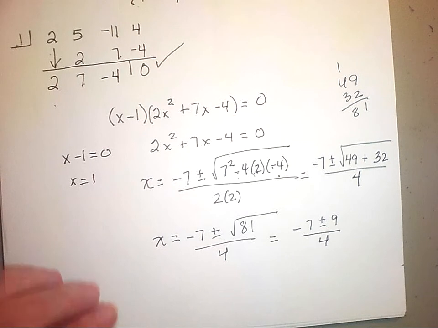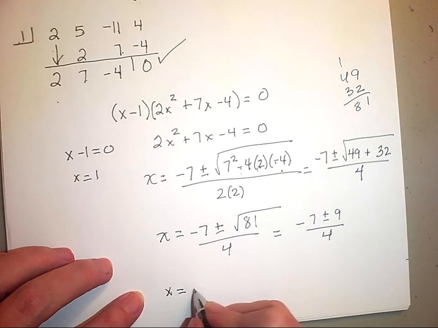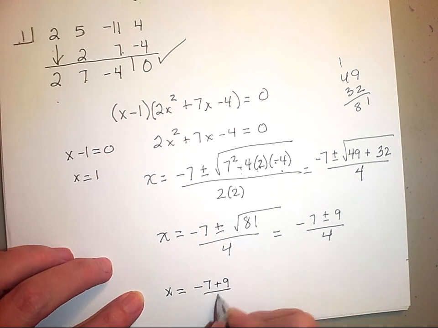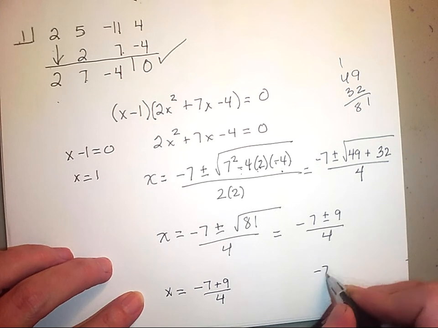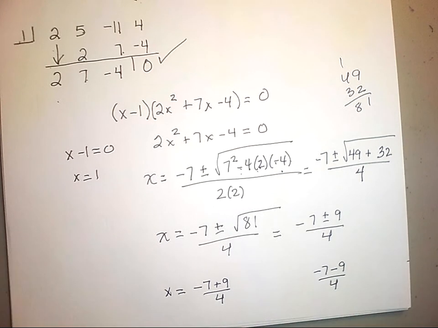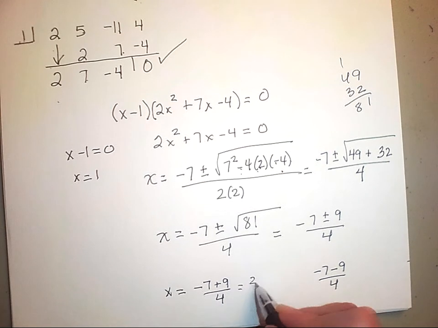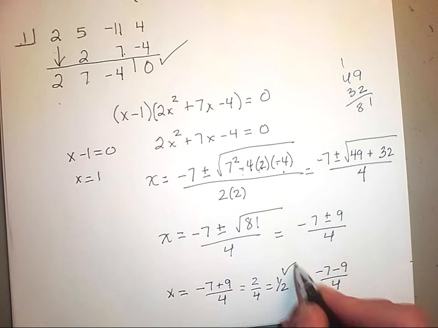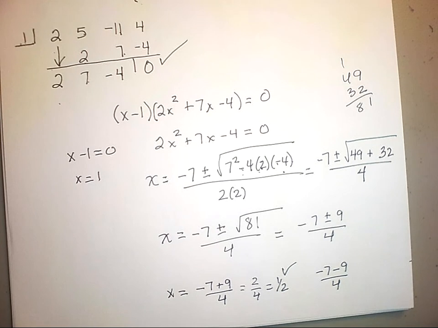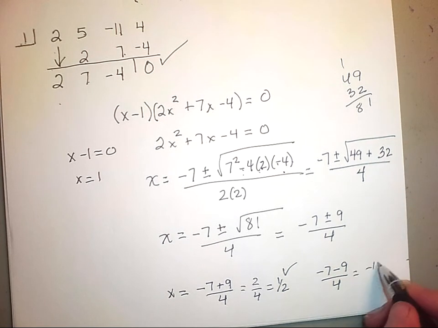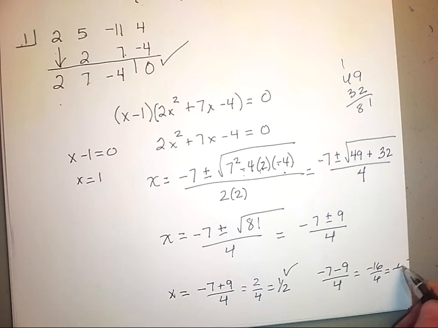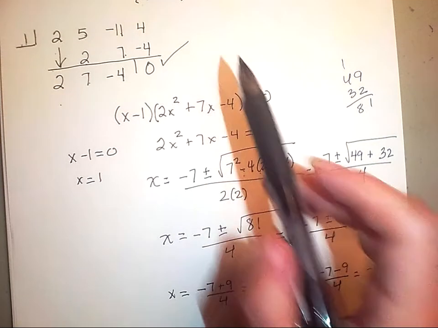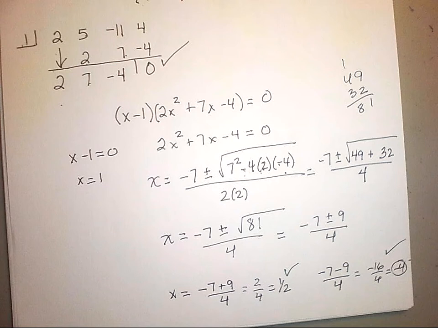Okay, so it's either that x is equal to negative 7 plus 9 over 4, or negative 7 minus 9 over 4. So 9 minus 7 is 2 over 4, which is 1/2. Okay, so that was one of ours. And this is negative 16 over 4, which is negative 4. Okay, so actually these were both of our choices. And I guess this means this would have factored then.